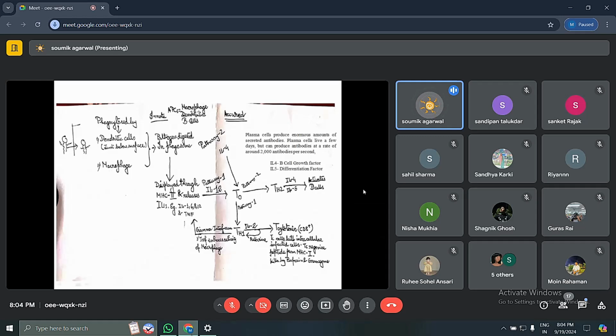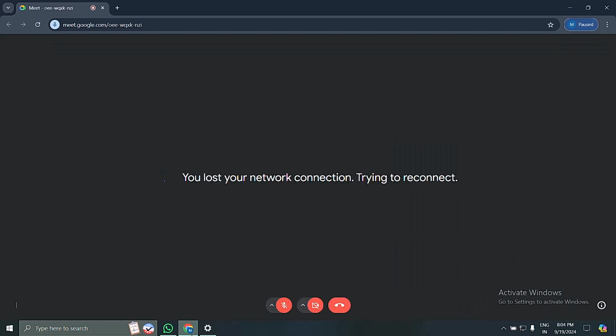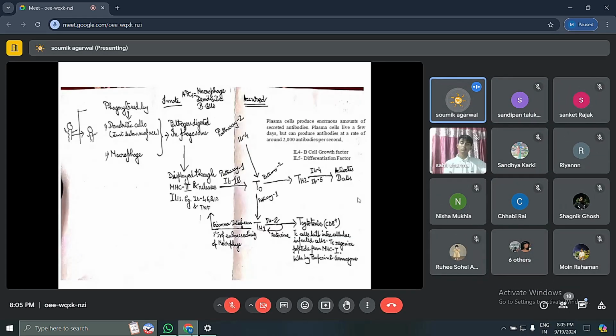After creating activated B cells, it will also create some other cells. They are called memory cells. They will have the memory of what kind of antibody to be produced if I encounter this very antigen once again. So I am repeating it: if you get infected with that very pathogen, then these memory cells will immediately start producing antibodies.